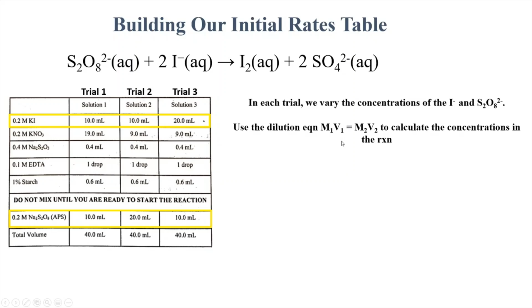The way that we're going to work this out is, in this table we have volumes. We don't have concentrations in the final solution, right? So we're taking 10 mLs of this 0.2 molar KI, and then we're diluting it up to 40 mLs. When we take some concentration times some volume and put it into a new volume, that's called a dilution. And we're going to use the dilution equation M1V1 equals M2V2 to calculate the concentrations in the final reaction.